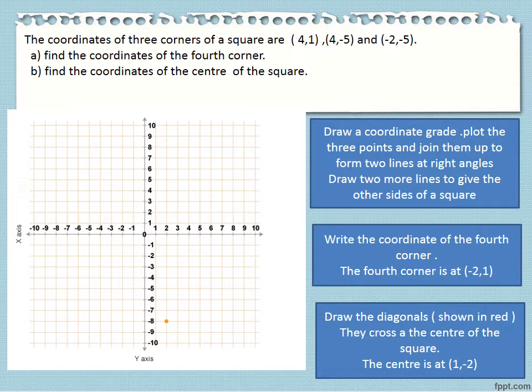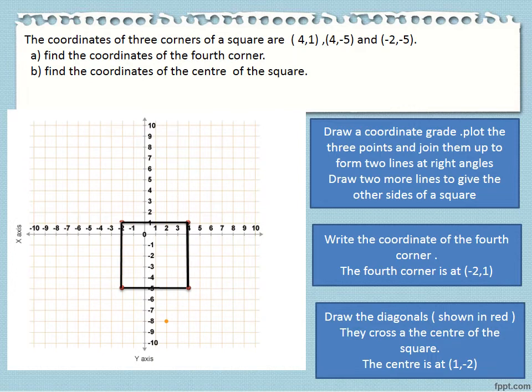First, draw a coordinate grid. Second, plot the 3 points. Then join them up to form 2 lines at a right angle. Draw 2 more lines to give the other sides of the square. You can see where these 2 lines intersect. This is the fourth point. What is the point? It's (-2, 1).